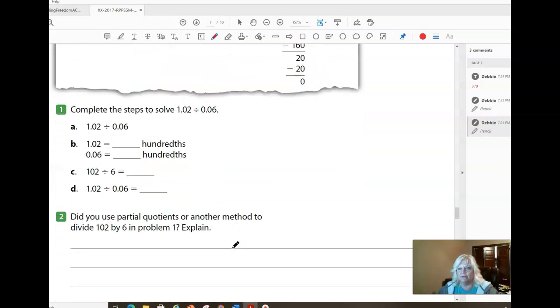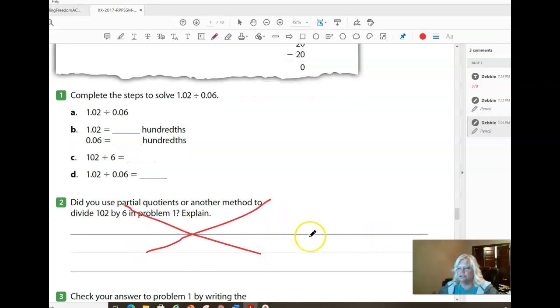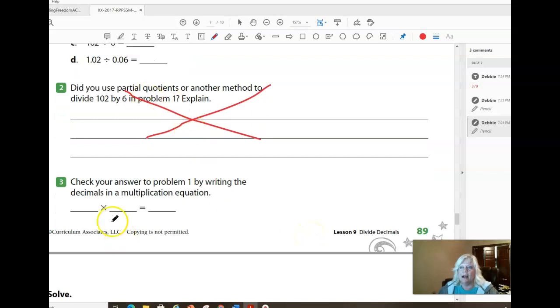You should be able to do that one pretty easily. This one, you don't have to do today. Did you use partial quotients? It's not a concern. Now, how would you prove your answer? Just like in reading when I'm asking you to prove.